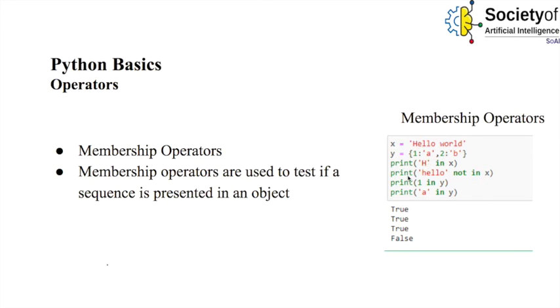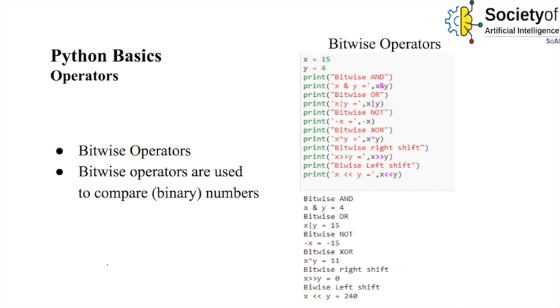Note that this is case sensitive. So if I check print H not in x, and the h is small over here, this will return true because the capital H is not over here. So not in x will return true. Print 1 in y: 1 is present in this dictionary, so it will return true. So that is about the membership operators.